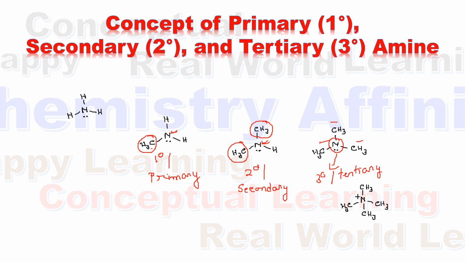Now nitrogen has one lone pair. When nitrogen donates this lone pair to another methyl, nitrogen becomes positively charged. Now nitrogen is connected with 4 carbons. So it is called 4th degree or quaternary amine.